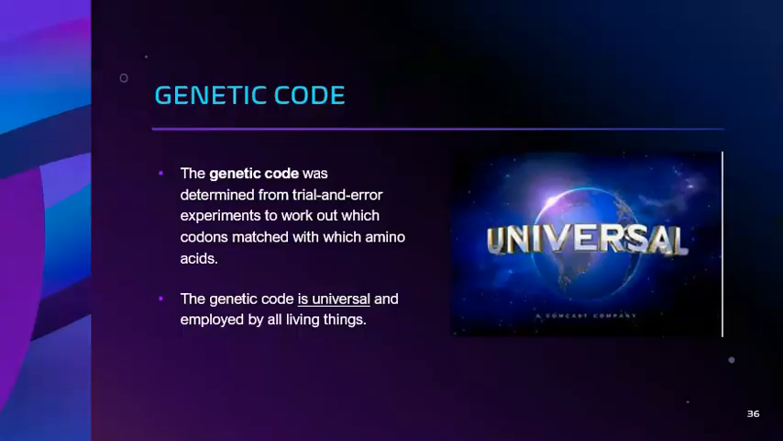When we talk about the genetic code, it was determined from trial and error experiments to work out which codons matched with which amino acids. So just like we have the periodic table for our elements, we have the genetic code, which tells us which amino acids are matched to which codons. And the genetic code is universal. It's employed by all living things. It's not like we have one genetic code for humans and another for elephants. We all are using the same basic genetic code.